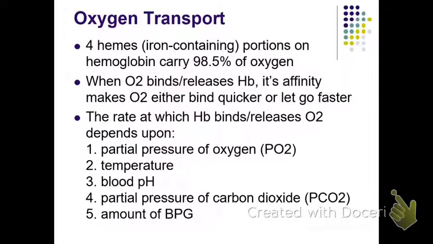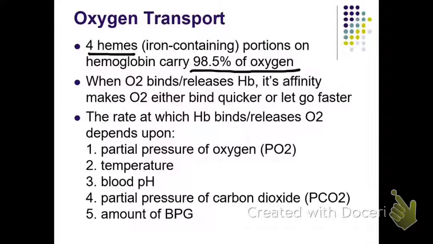So for the oxygen transport, there are 4 iron-containing hemes on hemoglobin that are responsible for carrying the majority of oxygen, about 98.5%. And then when O2 binds or releases from hemoglobin, the affinity of hemoglobin for oxygen changes. Either O2 is going to bind quicker if it finds a hemoglobin that is able to do that, or if a hemoglobin molecule is already saturated with oxygen, it's going to try to let go of them to make room for more.